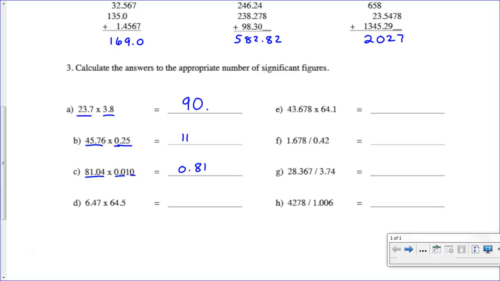For problem D, 6.47, that's 3 sig figs. 64.5, that's 3 sig figs. So our answer should have 3 sig figs. You multiply that, you get 417.315. All right, we're going to round it to 3 sig figs. So we go 417 and cut it off there, and we get just 417 in the end.